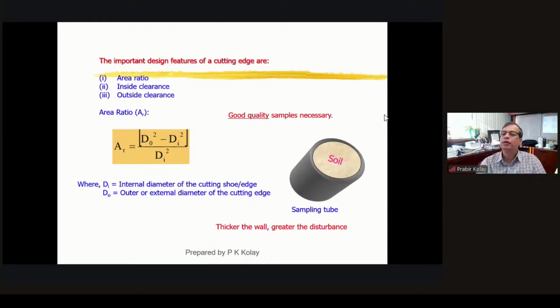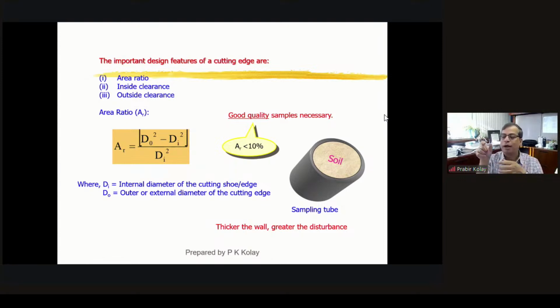So how do you know whether the sample is really disturbed or not disturbed? When you collect the soil sample, depending on the sampler, it is basically a tube, as I mentioned, correct? So we need to know the diameter of the tube. We need to know the thickness of the tube, correct?